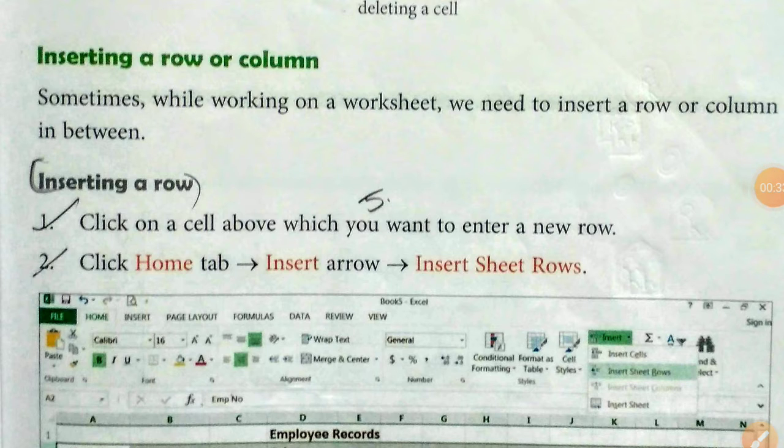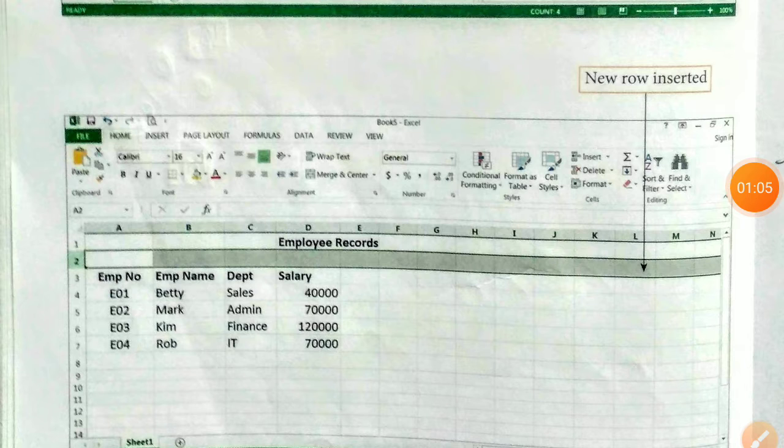Next is inserting a row or column. Sometimes while working in a worksheet, we need to insert a row or column in between. Number 1, inserting a row. We follow these steps. Step number 1, click on a cell above which you want to enter a new row. Then click Home tab, then Insert arrow, then Insert Sheet Rows. Here you can see the new row is inserted.